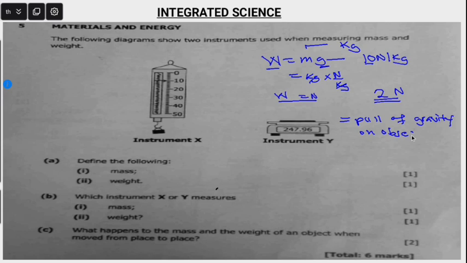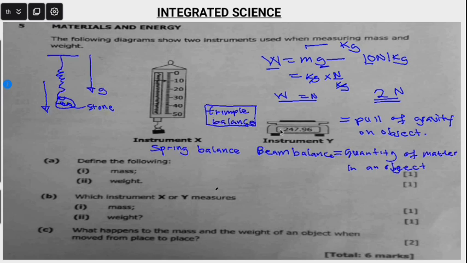There is also another instrument that you can use to measure the mass of an object, and that one is called the triple balance. But instrument Y is not the triple balance, it's a beam balance. The triple balance can also be used to measure the mass of an object. Like I said, instrument Y is a beam balance, and in most cases, it measures the mass in grams.